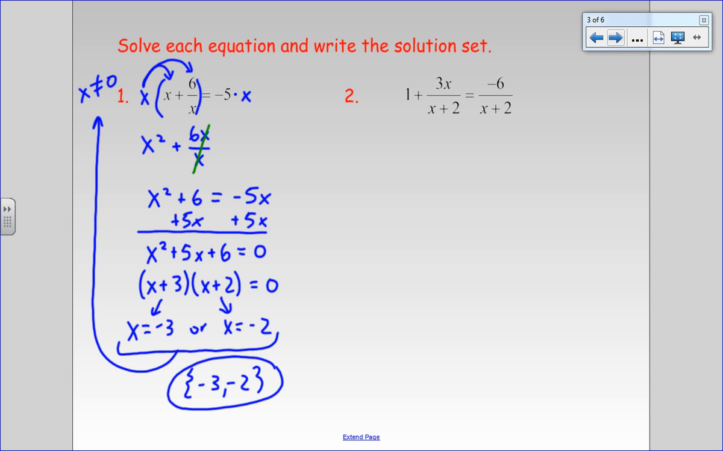In this case, there are two rational expressions, but both of them have the same denominator, x plus 2. Therefore, the only restriction is that x plus 2 cannot equal 0, which means we want to make sure that x does not equal negative 2. Now we can start by clearing the fractions by multiplying both sides of the equation by the LCD, which is that binomial x plus 2.